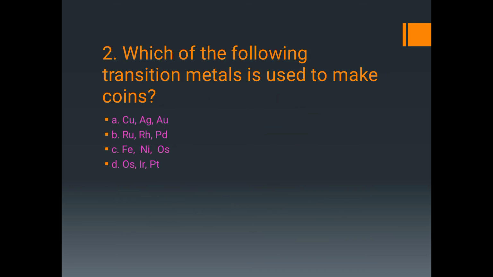Second one: which of the following transition metals is used to make coins? From the points that I have given earlier, we know it is copper, silver and gold which are used to make coins.